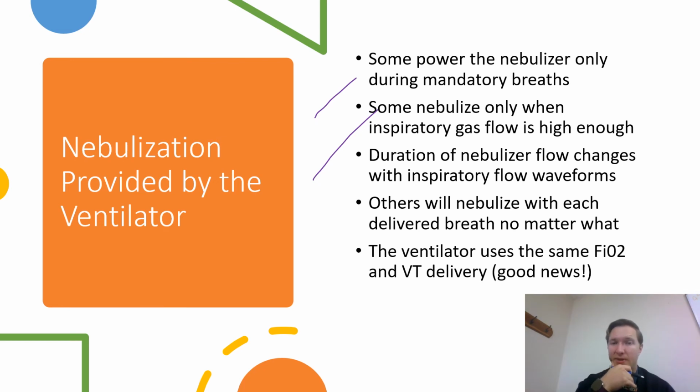The duration of the nebulizer flow changes with inspiratory flow waveforms, right? So we talked about this being a square versus a decelerating ramp, which are your two most common ones currently. So that decelerating ramp is going to be more continuous, right? It's going to have a longer inspiratory time with a descending ramp compared to a square. Square, you're going to have a faster inspiratory time. It's going to be very short, and you're not going to have as much dwelling time, as much distribution time, if you will, with the square waveform versus a decelerating ramp.